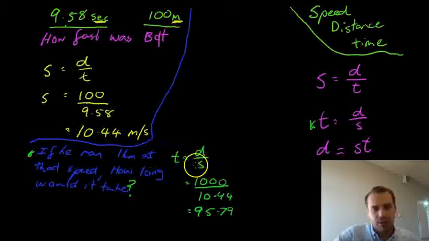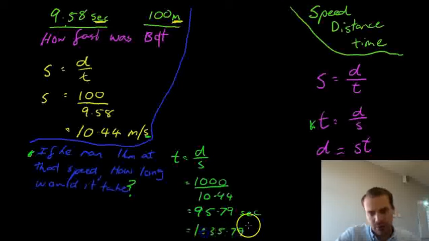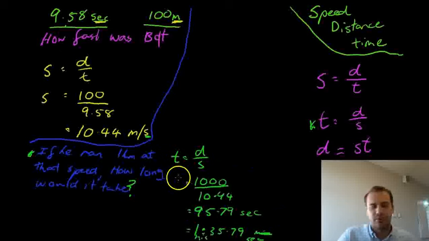Now again, you need to think about units. We did our speed in meters per second, and we did our distance in meters. So our time is not hours or minutes, it's in seconds. Now, if we wanted to, we could just convert that. It's going to be 1 minute, 35.79 seconds. I could probably write minute there and seconds. We're confusing it, but you get the basic idea.